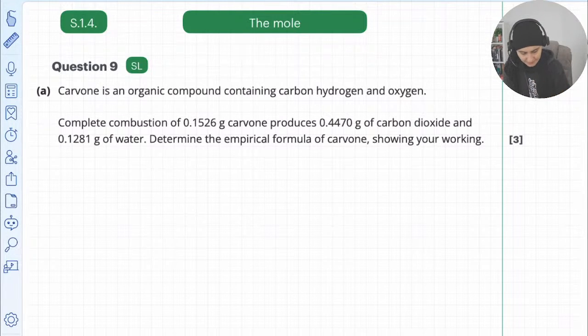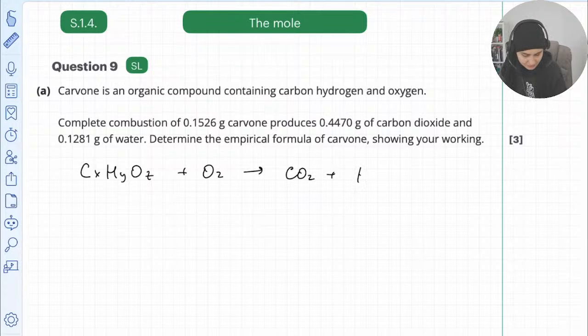Right, let's see. So in this question, what do we do? We need to understand that the carbone, well, it does say that it has carbon, hydrogen, and oxygen, but they didn't have to tell that. They could just say that it's some organic compound, then you'd have to check whether it has oxygen or not. I know that it does have oxygen, so I will write it like this. And I know that upon complete combustion, it gives me CO2 and H2O.